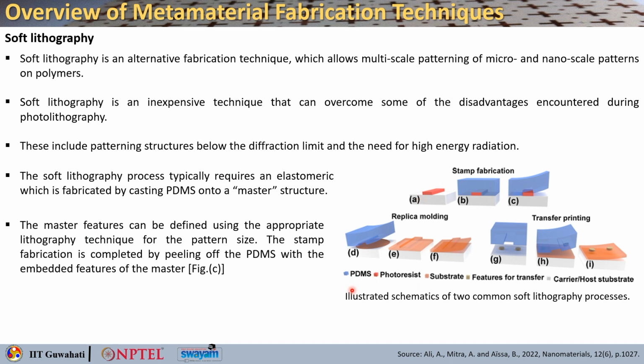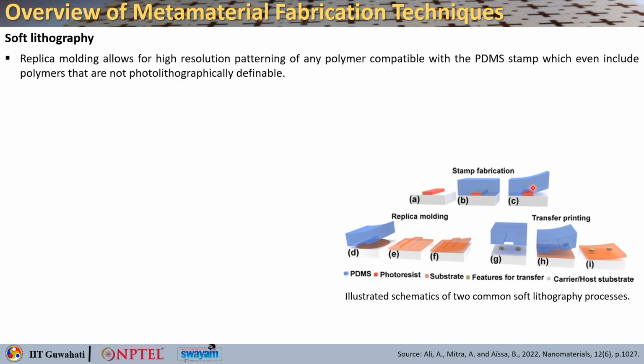So, the master features can be defined using the appropriate lithography technique for the pattern size. The stamp fabrication, which you can see here, is the first step, and is completed by peeling off the PDMS. So, this is the feature, you put this material and then you peel off. This color code shows you which material is which. So, this is the feature for transfer, and then you peel off this PDMS, which has now got this feature embedded, right.